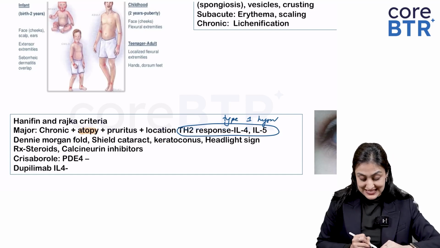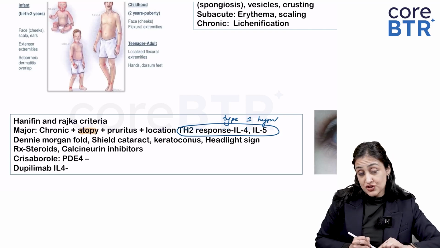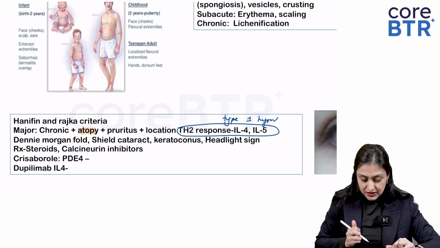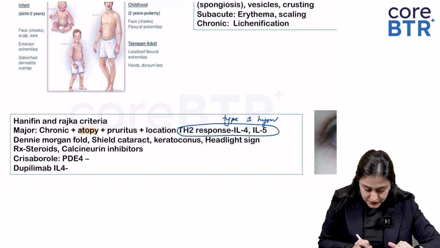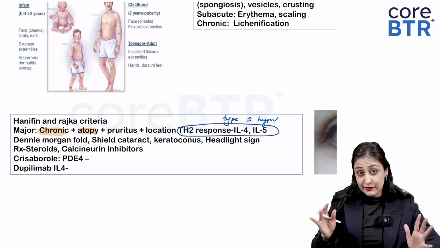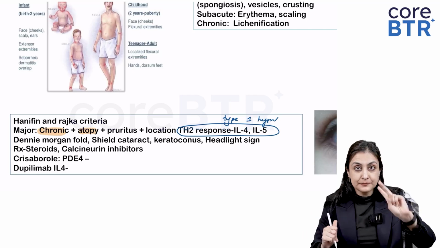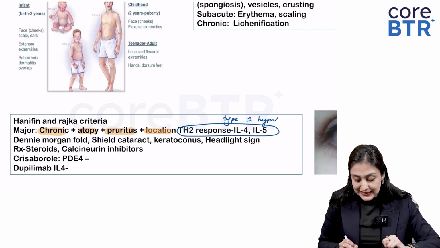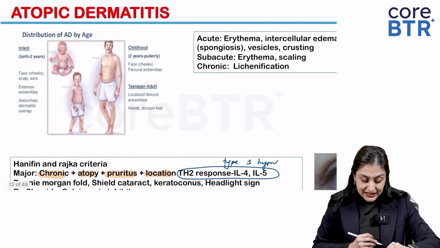So this is what the criteria is. Hanifin and Rajka criteria. There's major and minor. Let's just do major. It's a triad of atopy. There is chronicity. It's not a triad. There are 4 things. So it has to be chronic, associated with atopy, associated with a lot of itching, and typical location. What are the typical locations?